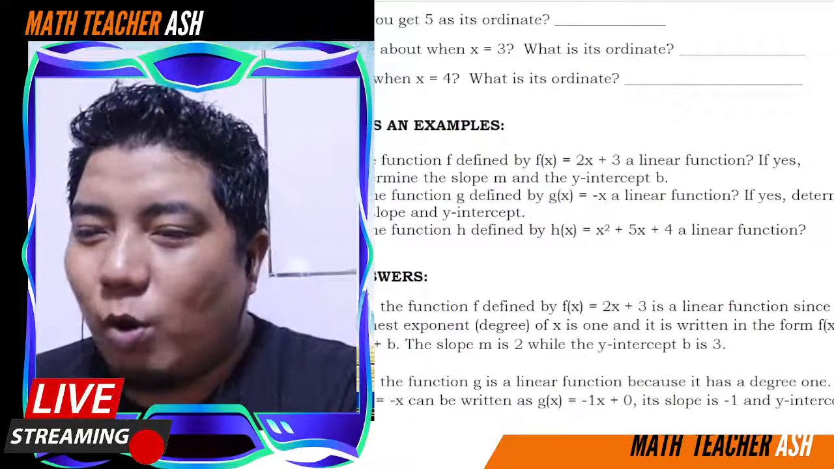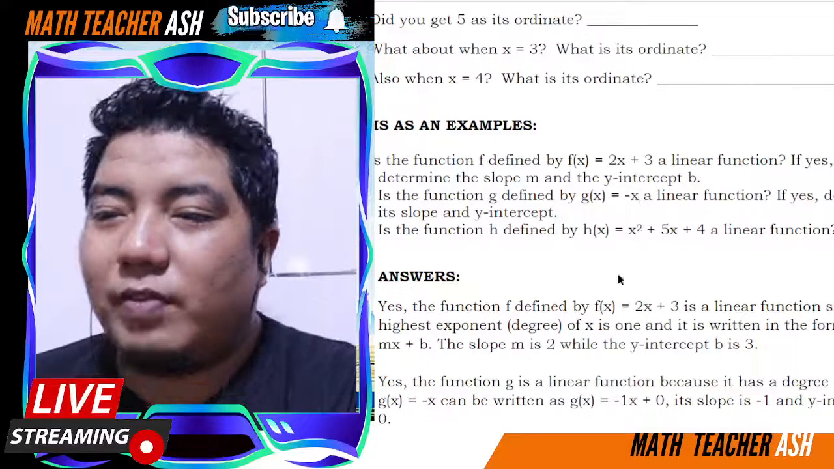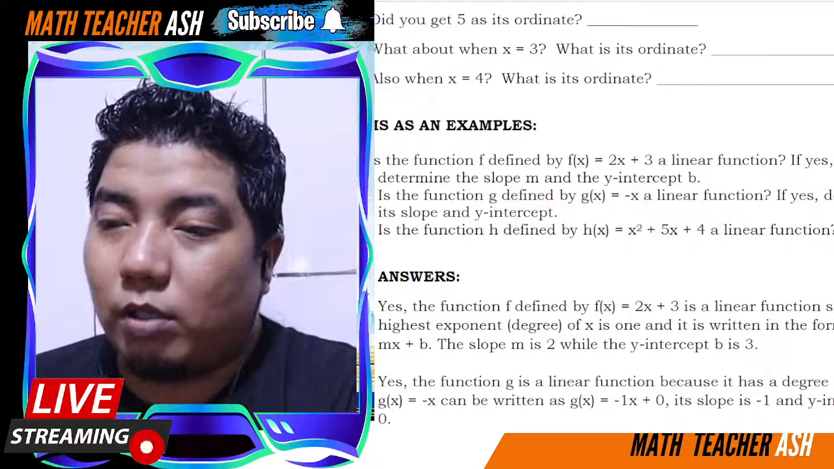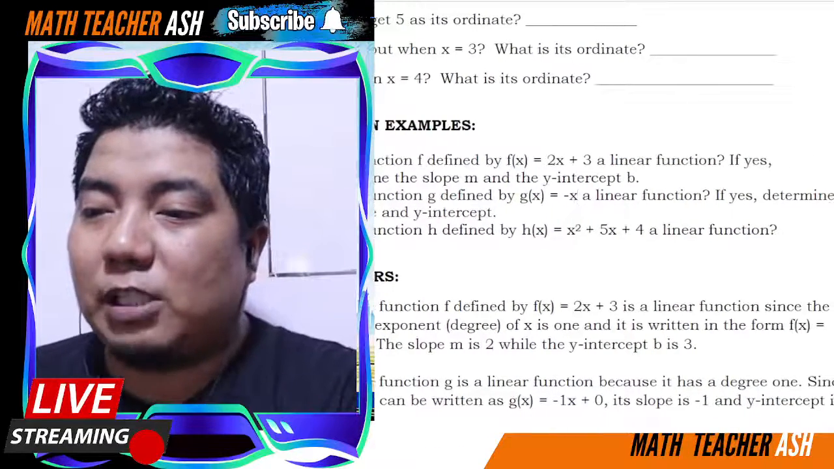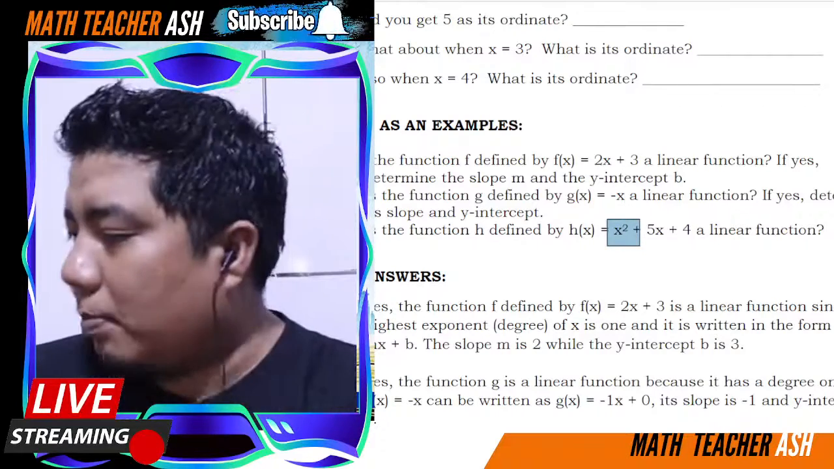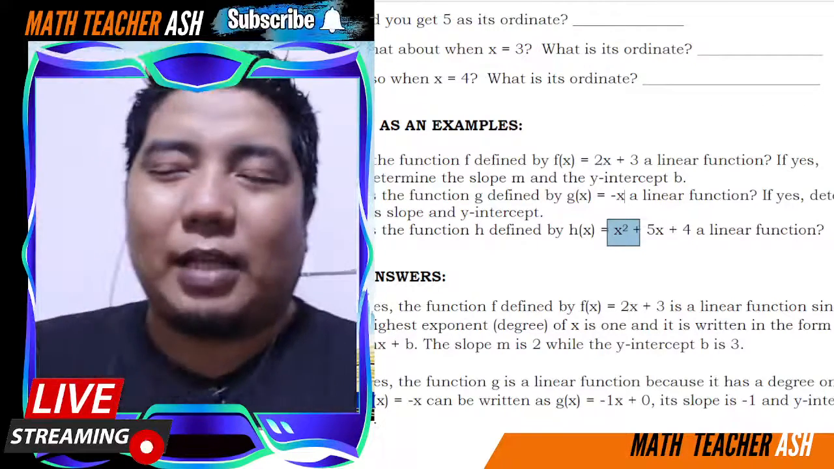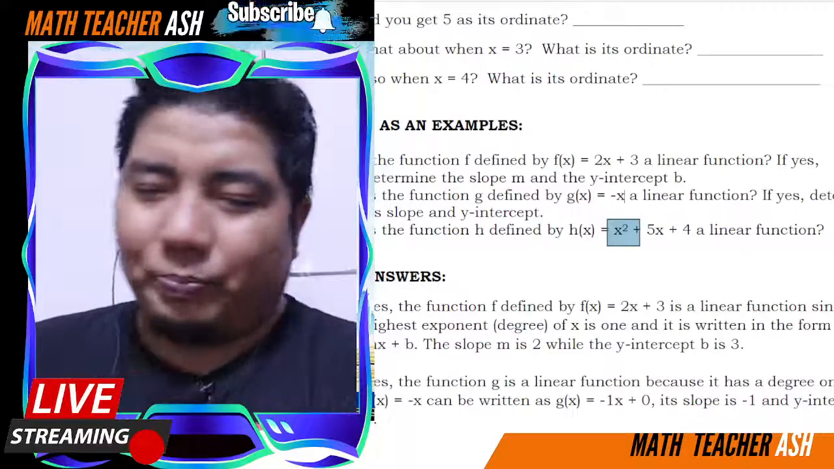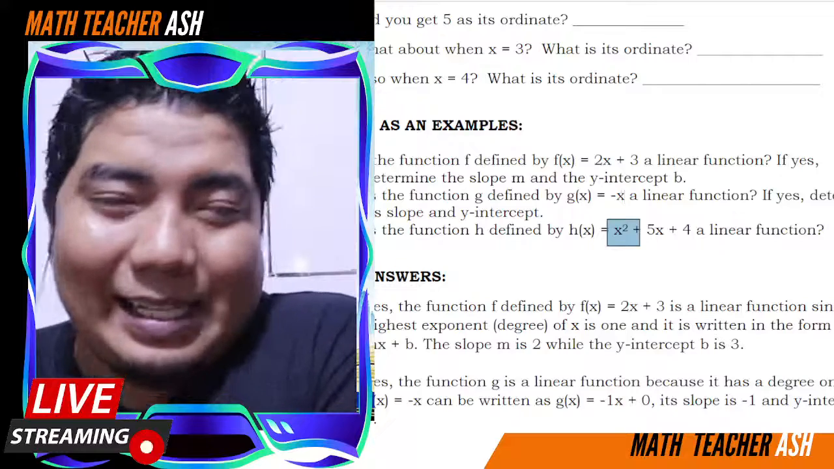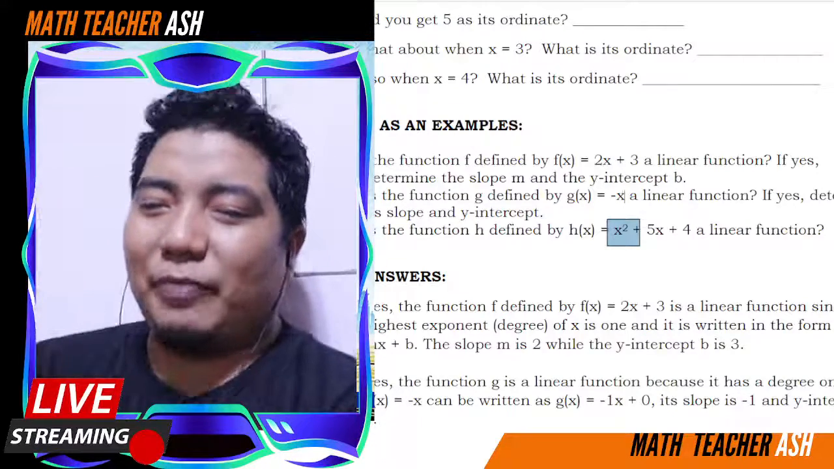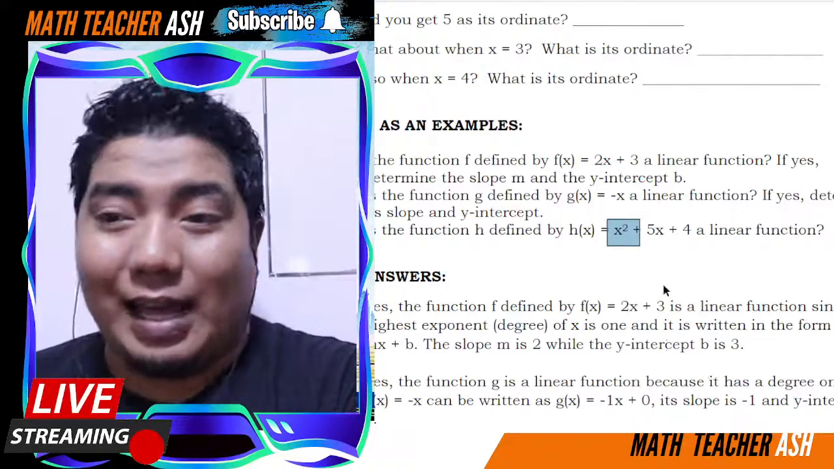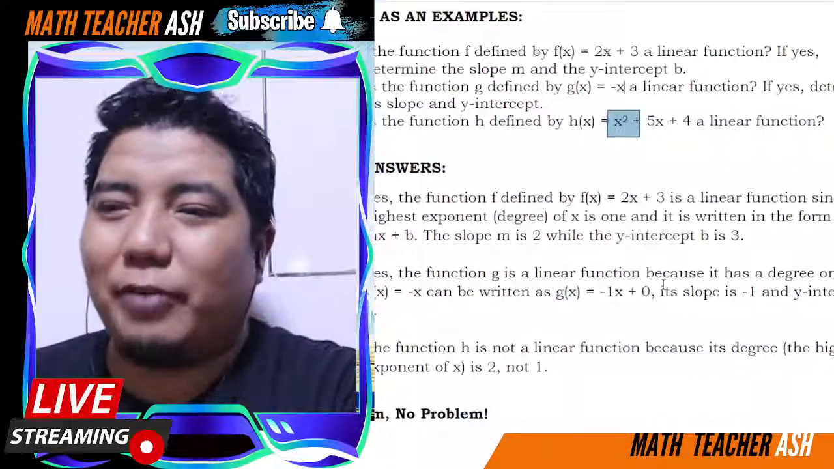Now, going to number 3, we have the function h defined by h of x is equal to x squared plus 5x plus 4. Is it a linear function? My dear math learners, it can no longer be called a linear function. Why not? It is because it is in the second degree, and if that is the case, then we can say that that is a quadratic function. It is not a linear function.